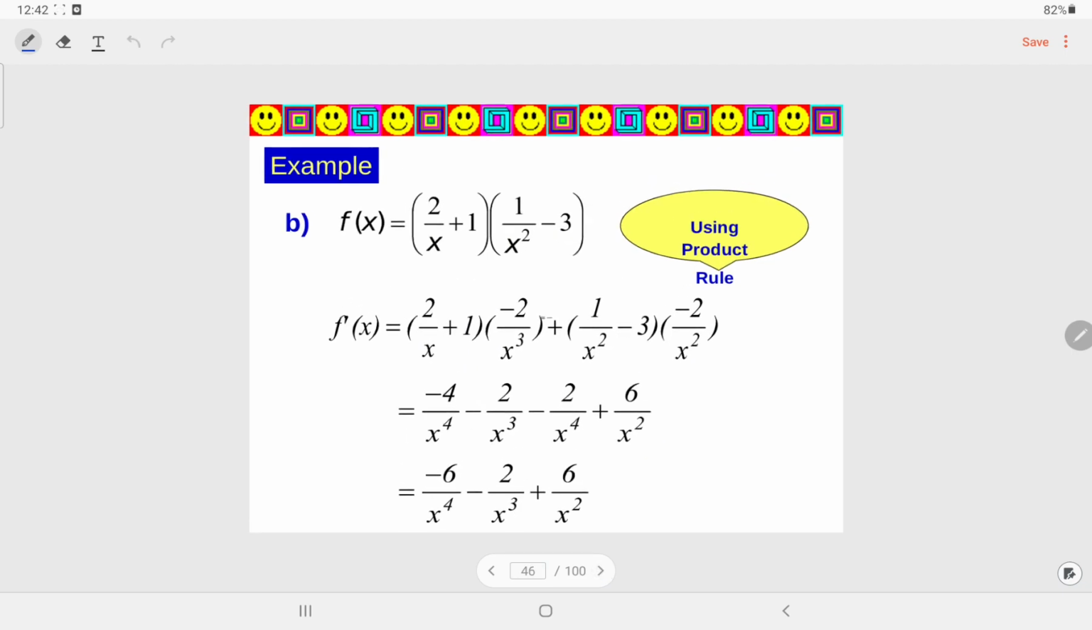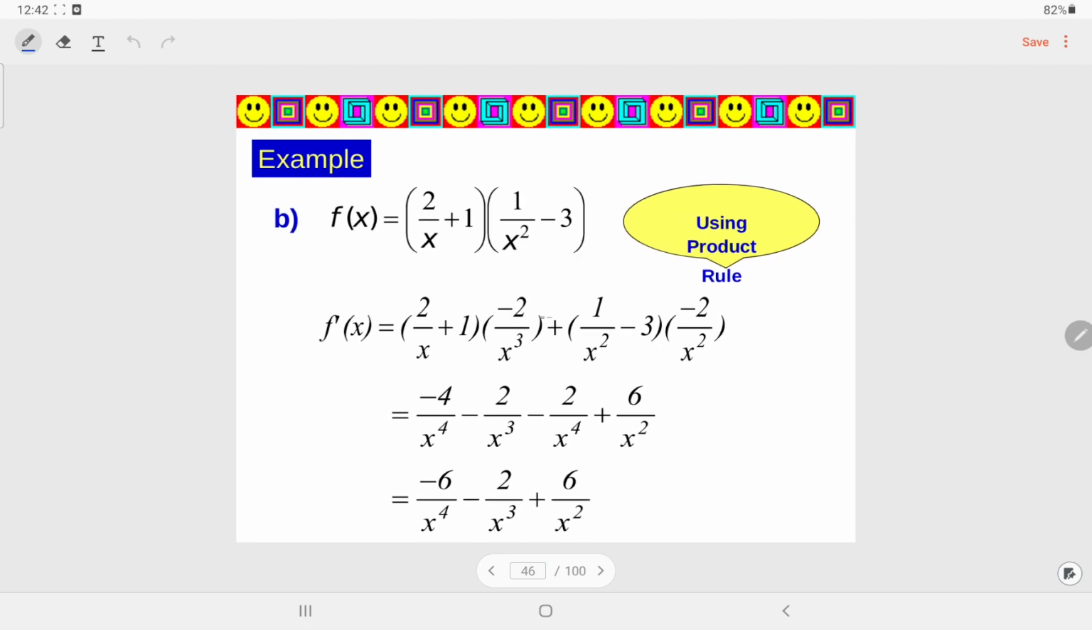Okay, next example. This one by using the product rule. This is u, this is v. So u v prime plus v u prime. Okay, we get this final answer.